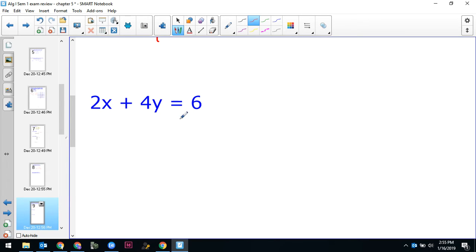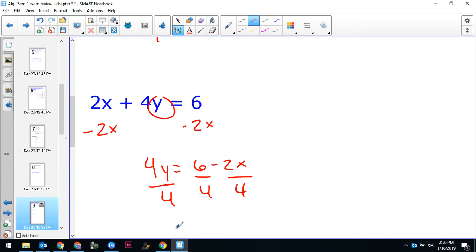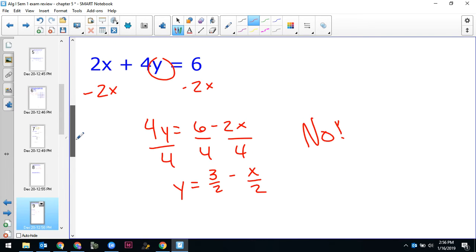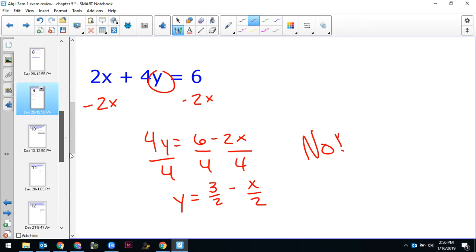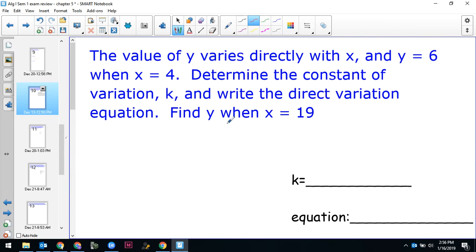Is this an example of a direct variation? Well, I don't know. Let's solve for y. Subtract the 2x over to the other side. We get 4y is equal to 6 minus 2x. Divide by 4. I get y is equal to 3 over 2, that's when I reduce that, minus x over 2. Do I just see a number times x there? No, I don't see a number times x. So that is not a direct variation. That's just another example of that. We'll keep it going. Got a lot to do here.